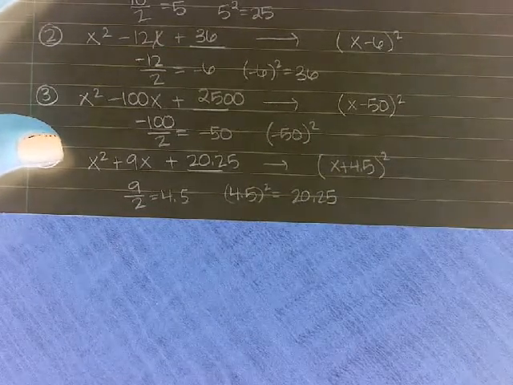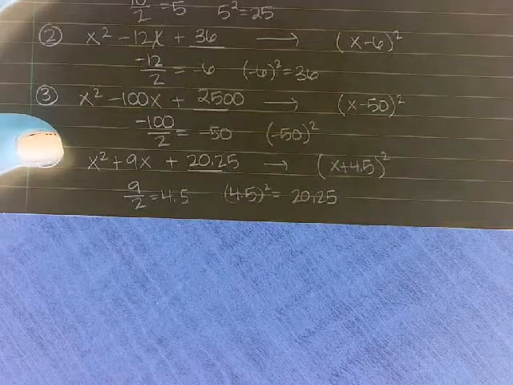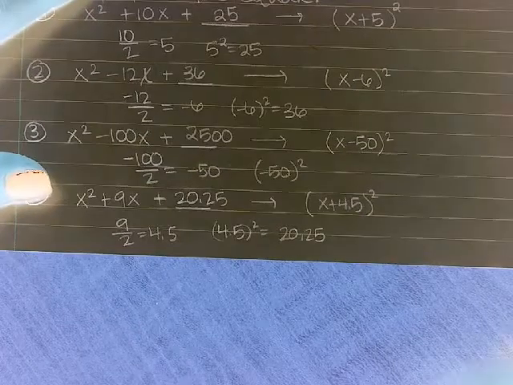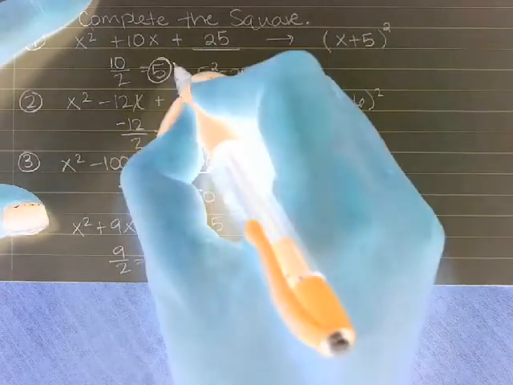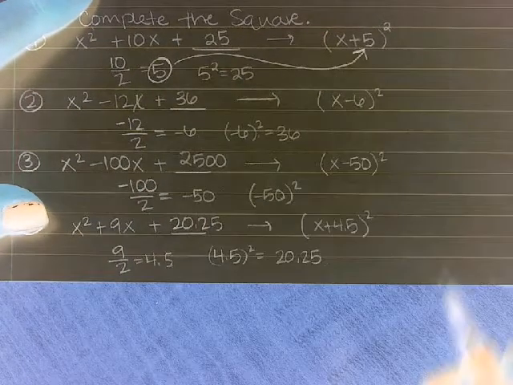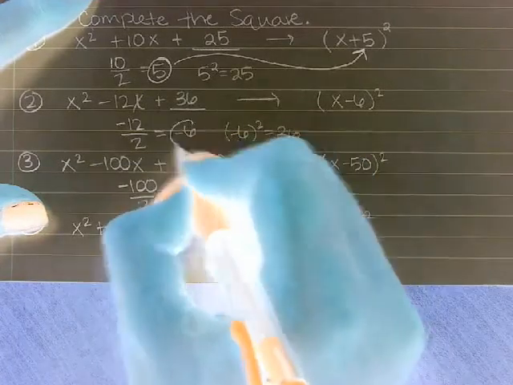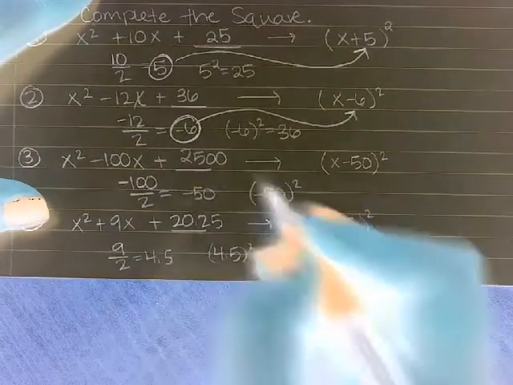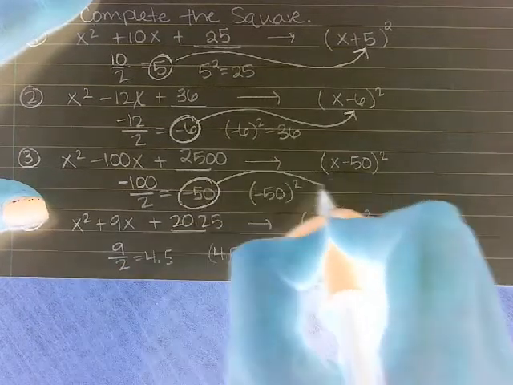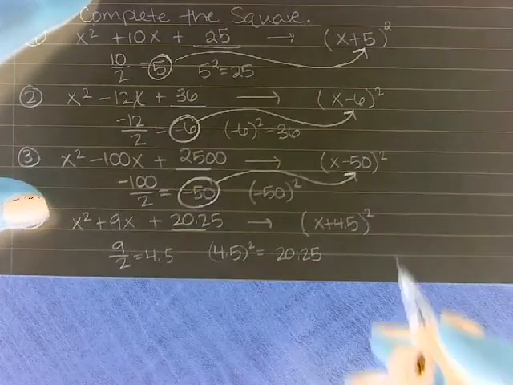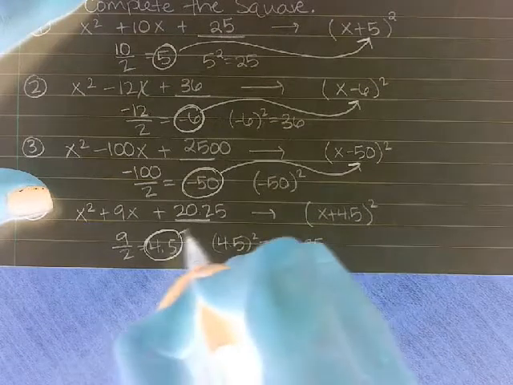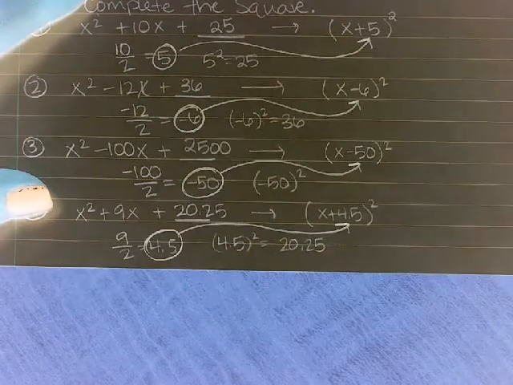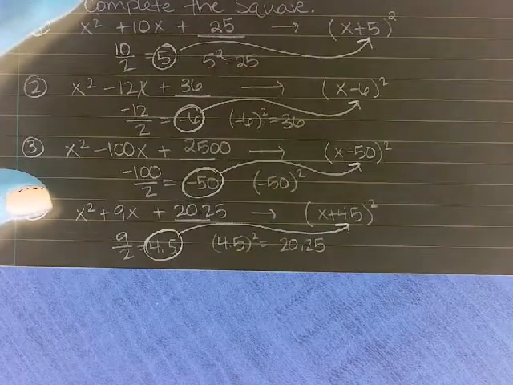Okay. So what you'll notice is that every time, the answer that we got when we divided by 2 brings us to our completed square. We divided by 2, we got negative 6, that goes right there. We divided by 2, we got negative 50, that goes right there. We divided by 2, we got 4.5, that goes right there. Does that make sense?